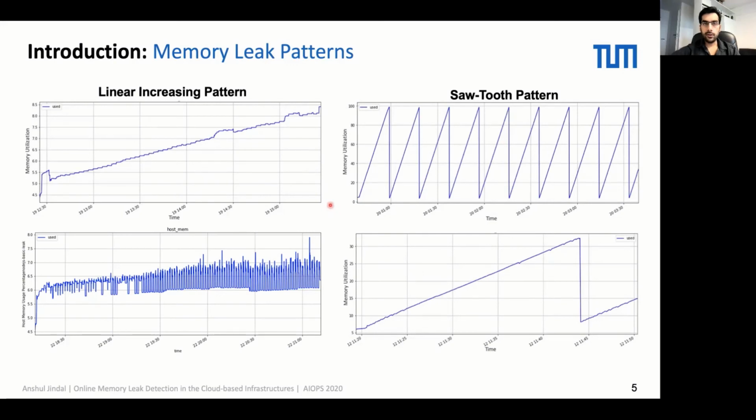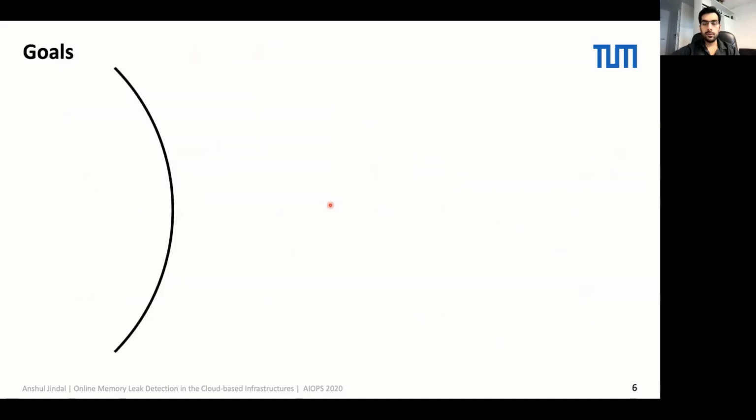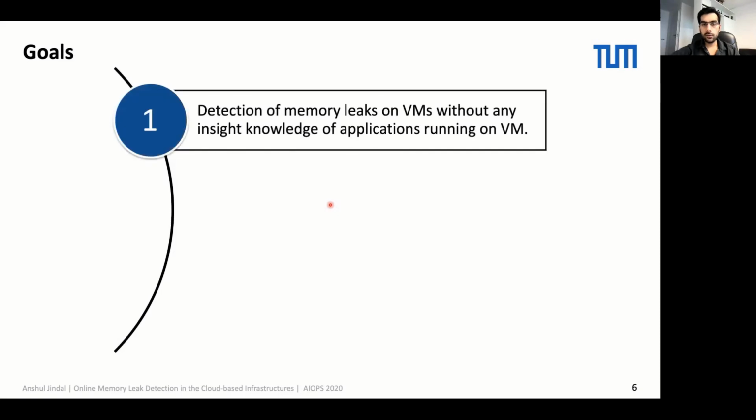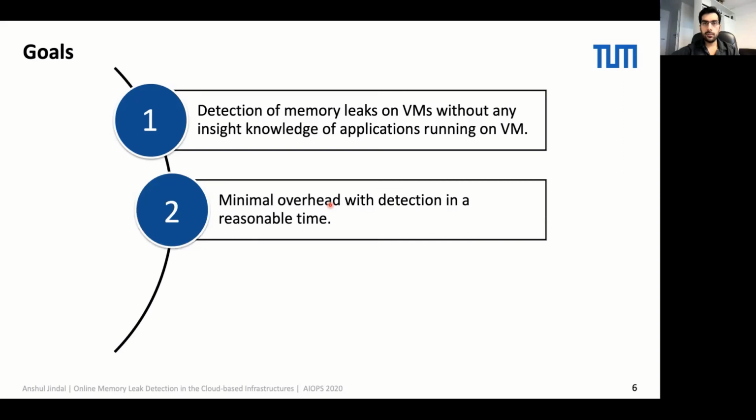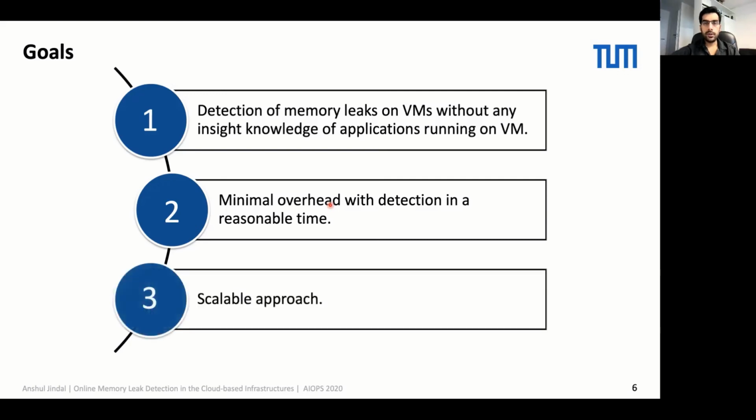So these are some basic introductions to memory leaks. Now I'll go towards how we approach this problem of memory leak detection on virtual machines in the cloud. Before going into the approach, let's see what goals we wanted to achieve as part of this work. One major goal was the detection of memory leaks on these virtual machines without any inside knowledge of what applications are running or in which programming languages they are written. The second major goal is to have minimal effect or minimal overhead on the application, and the detection should be in a reasonable time. And lastly, the developed approach should be scalable enough to scale to thousands of virtual machines. So these are our three major goals as part of this work.